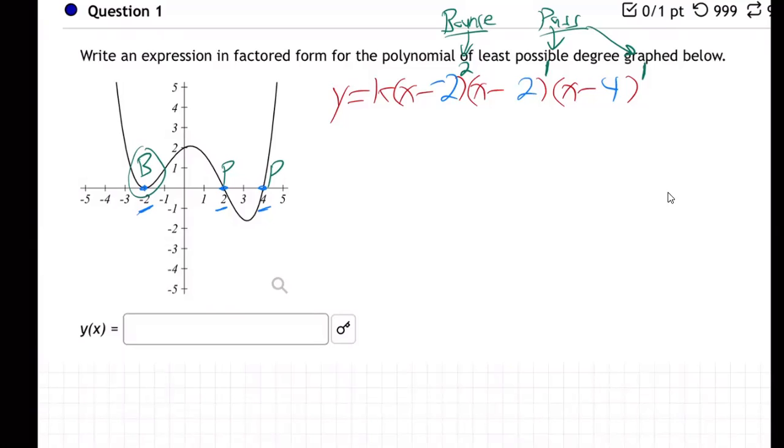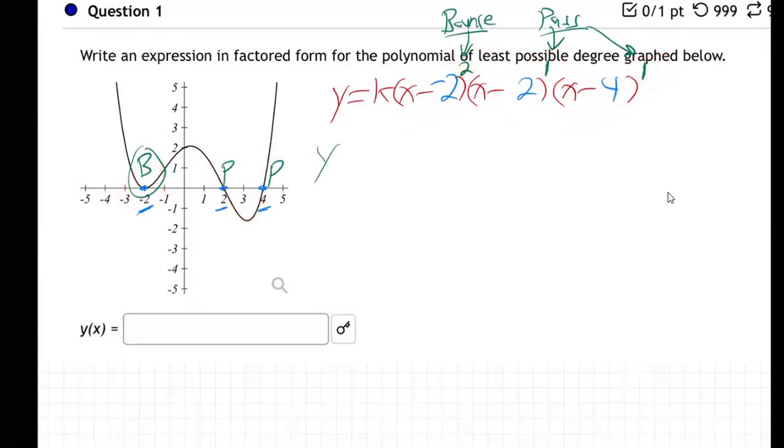So you've got to look at all the places where the graph hits 0. Those are called zeros or roots. And you write a parenthesis for each one: x minus the root in each case, and then the power, 2 if it bounces there, like x squared, 1 if it just passes through, like it does there and there.